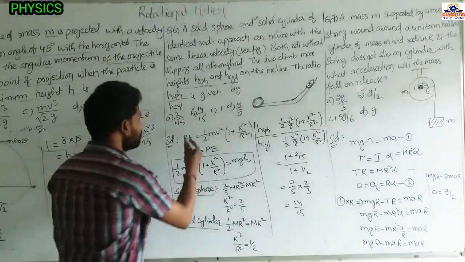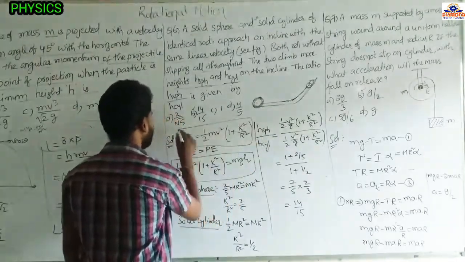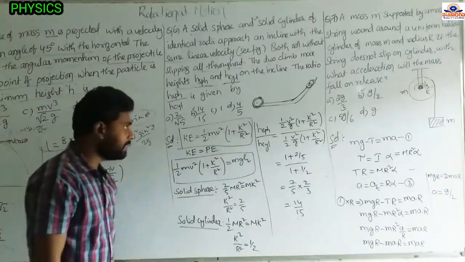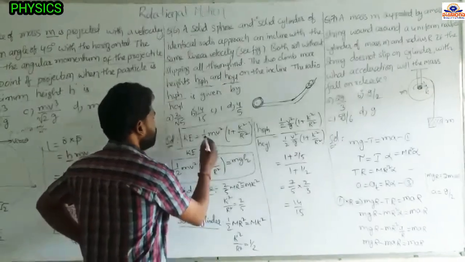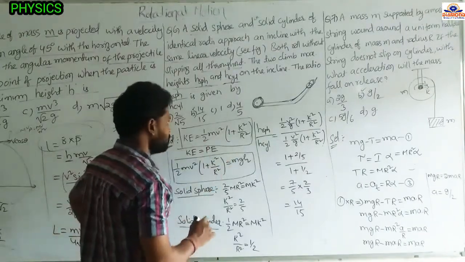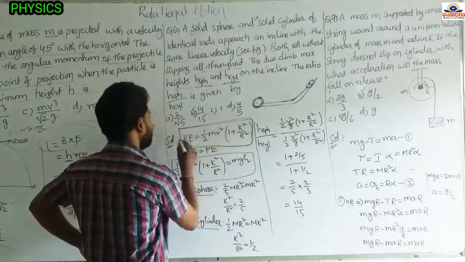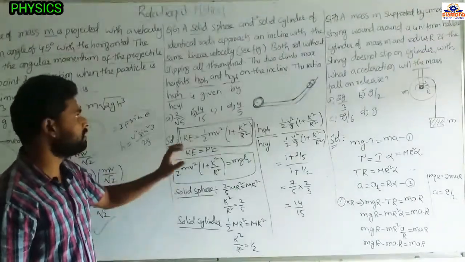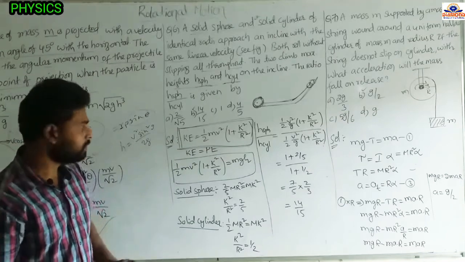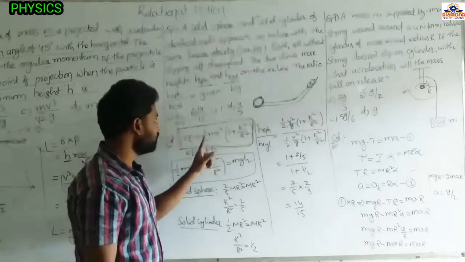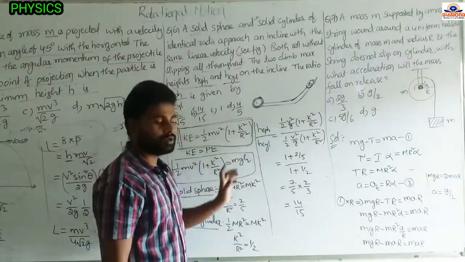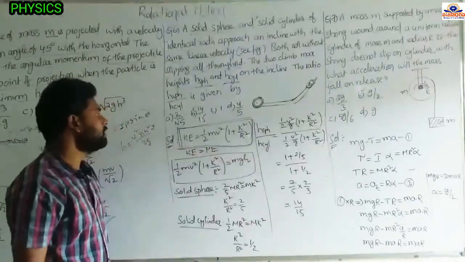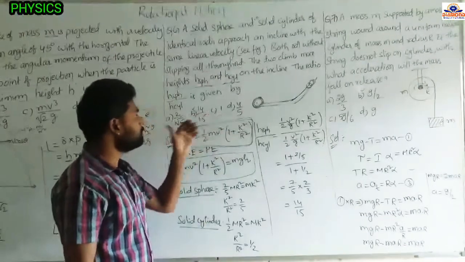For rolling motion, you have to remember the kinetic energy formula. Since it is in motion, it has kinetic energy. The kinetic energy formula is half mv square into 1 plus k square by r square. If you remember this formula, we can solve the question very easily. Instead of doing the derivation, remember this one. If the body is purely rolling, then kinetic energy is half mv square into 1 plus k square by r square. K is the radius of gyration and r is the radius of whatever object we are taking.